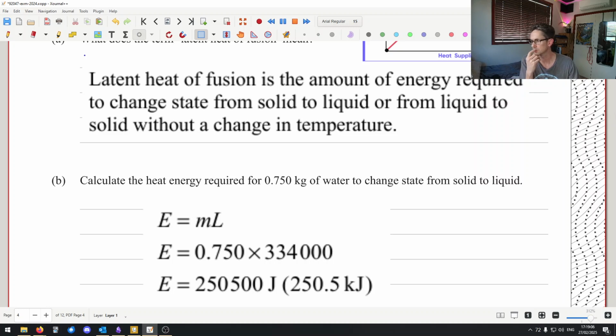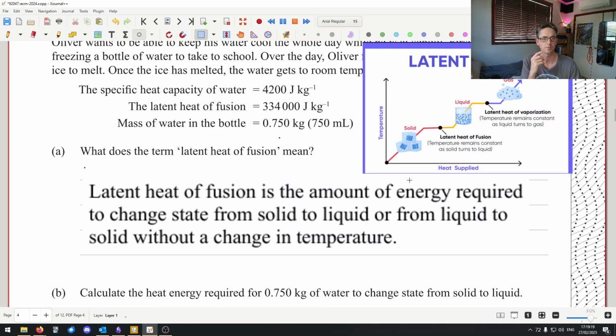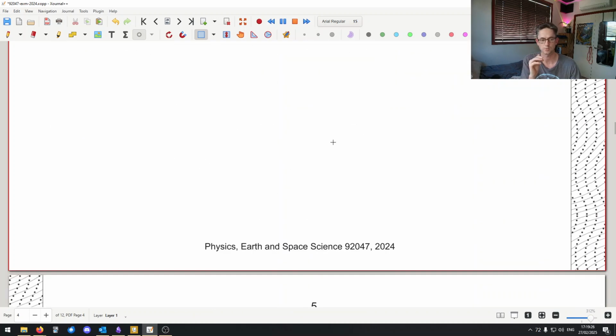In this case, you're allowed to not have a unit, but I highly recommend always putting units. And you can just leave it in joules. Don't worry about changing it to kilojoules for this one. They've given you these figures at the top in joules as well. So if you just want to keep it in joules, keep it in joules.